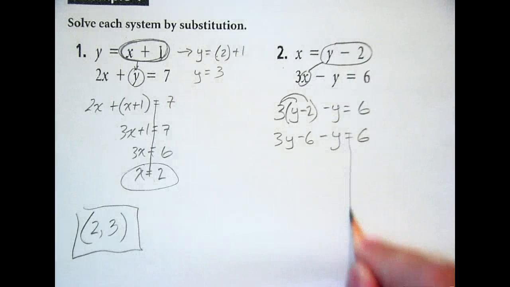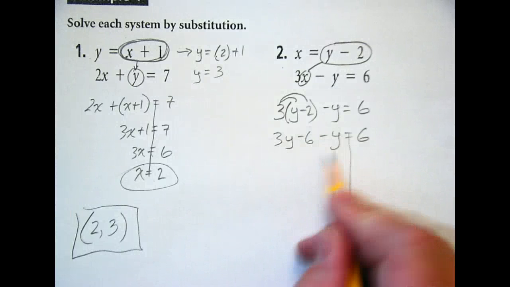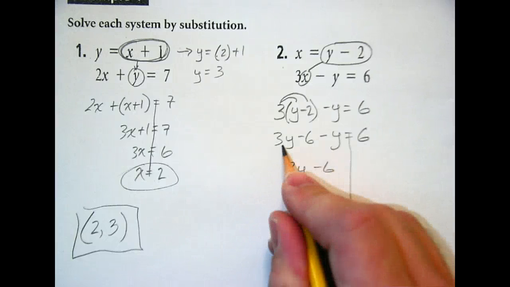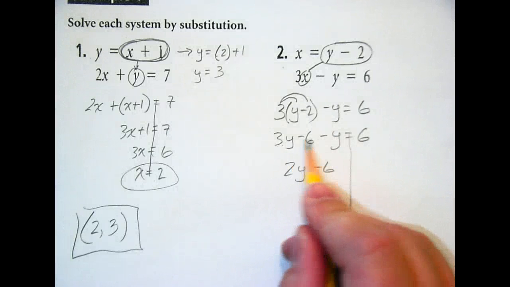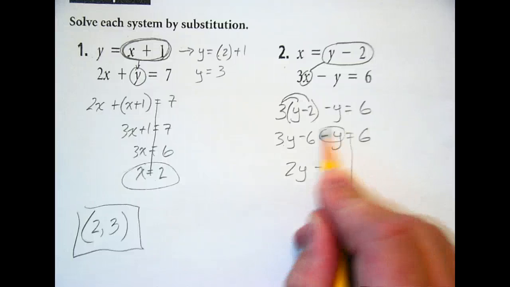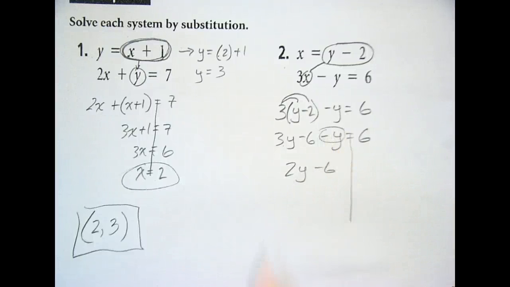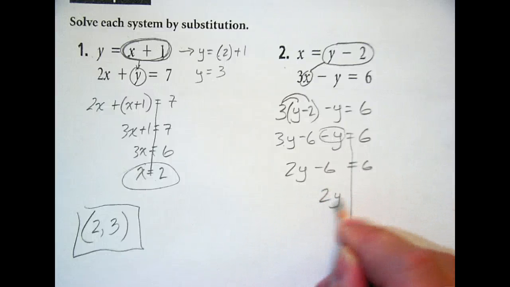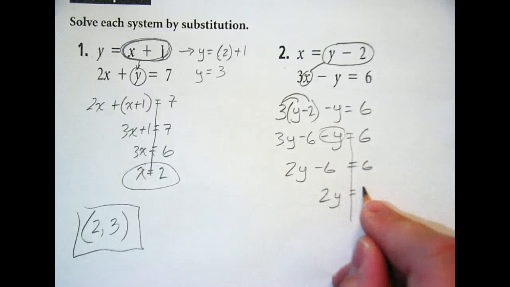So simplifying each side of the equation first, this becomes 2y minus 6, 3y minus y. So remember, as you're reading, the symbol that goes in with the variable is the negative symbol there. So 2y minus 6 equals 6. 2y equals 12. Good.